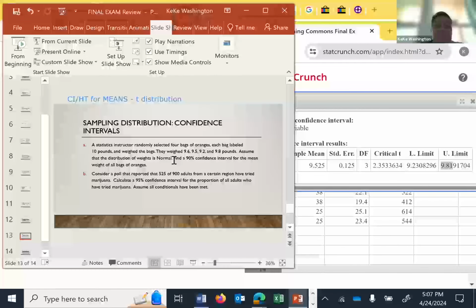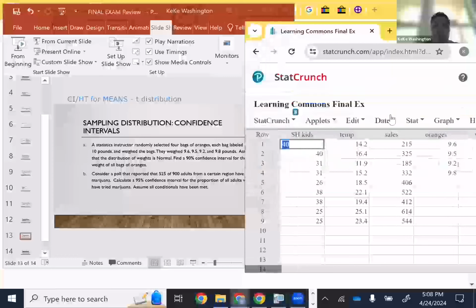Part B, consider a poll that reported that 525 out of 900 adults from a certain region have tried marijuana. Calculate a 95% confidence interval for the proportion of all adults who have tried marijuana, assuming all conditions have been met. Now, this is a proportions question because I'm telling you a proportion, 525 out of 900. So you're doing a confidence interval for proportions.